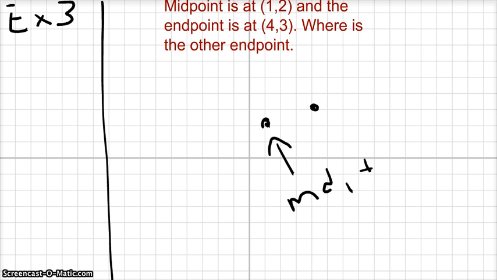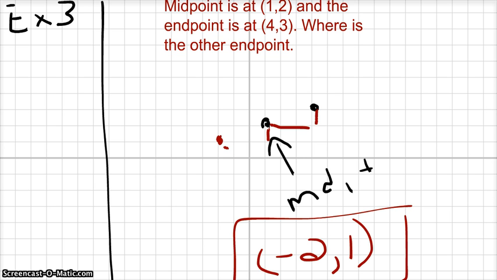So if that's the midpoint, I have to count my slope to figure out how I went from the endpoint to the midpoint. So to get from here to here, I had to go down 1 and over 3. So I'm going to do the exact same thing. I'm going to go down 1 and over 3 to this point here. So my answer would be negative 2, 1. And that's it.